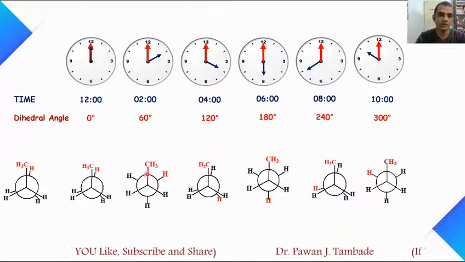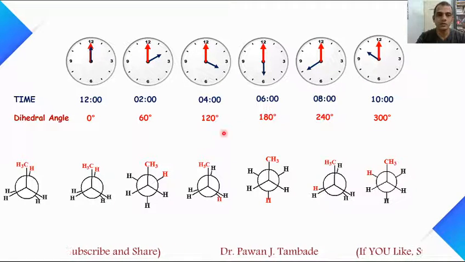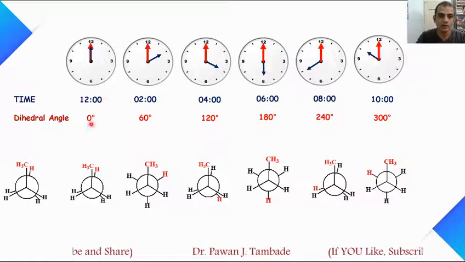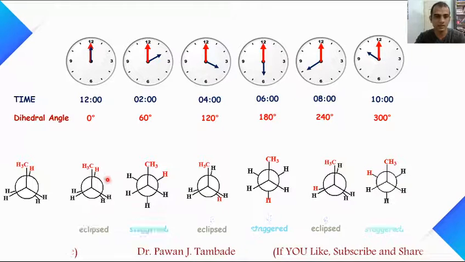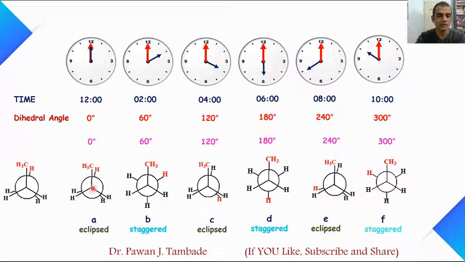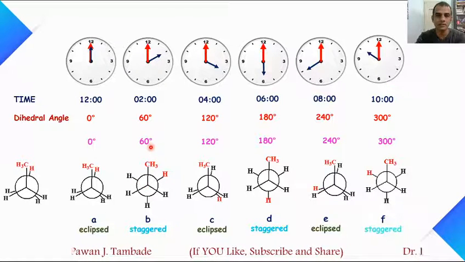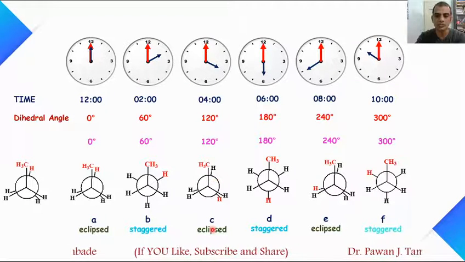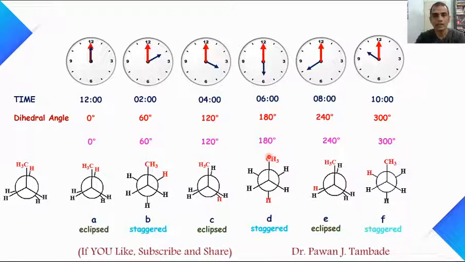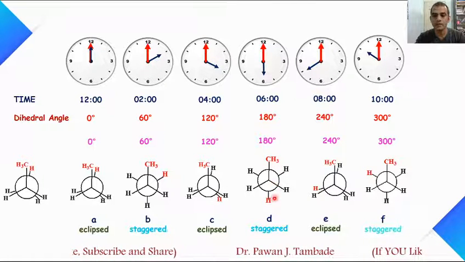Now, when we compare these structures with this clock, then we can find out the torsional angle in these conformation structures, and you will notice that in this first structure the angle is 0 degree. In the second structure, the dihedral angle is 60 degree, just like 2 o'clock. In the third structure, which is eclipse conformation, the dihedral angle is 120. In the fourth structure, the dihedral angle is 180, where these CH3 and red color hydrogen, we are comparing these two.